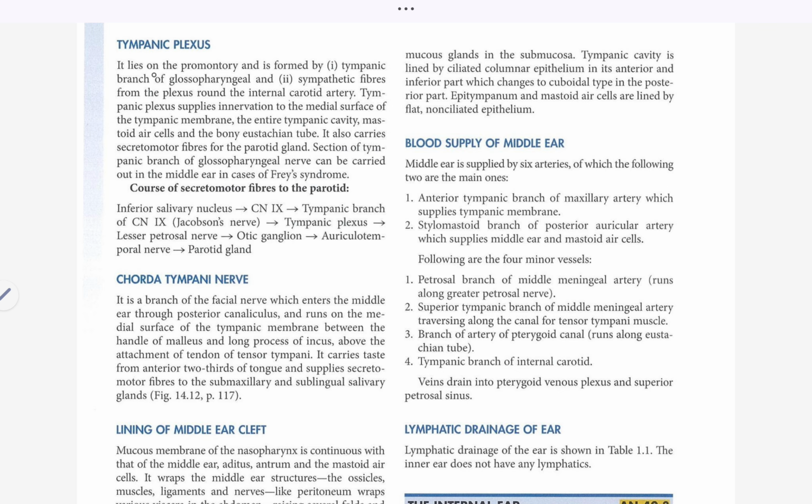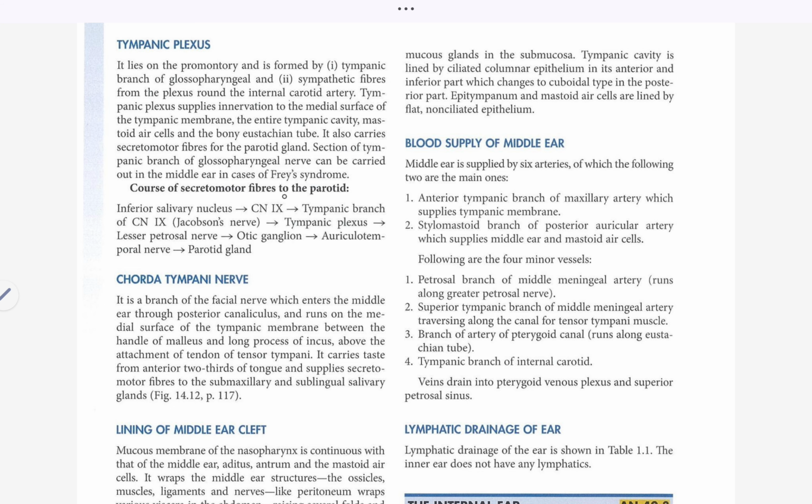Tympanic plexus. It lies on the promontory and is formed by tympanic branch of glossopharyngeal and sympathetic fibers from the plexus round the internal carotid. Tympanic plexus supplies innervation to the medial surface of the tympanic membrane, the entire tympanic cavity, mastoid air cells, and the bony Eustachian tube. It also carries secretomotor fibers for the parotid gland. Section of tympanic branch of glossopharyngeal nerve can be carried out in the middle ear in cases of Frey syndrome.